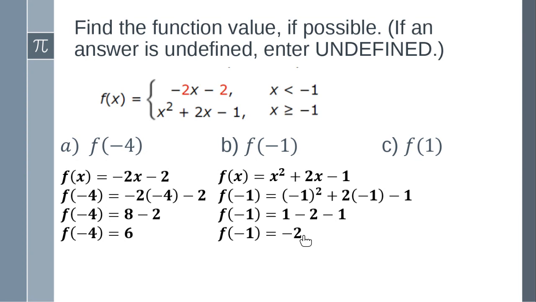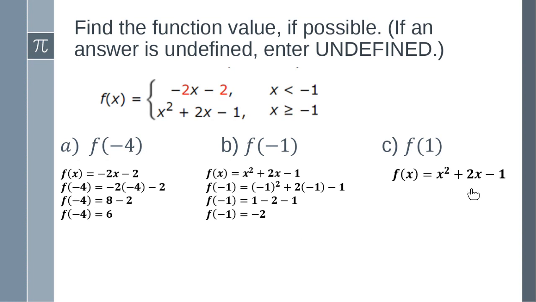So let's go ahead and look at letter C. It wants us to evaluate the function at 1. So which one would we use? 1 is not less than -1, but 1 is greater than or equal to -1. So again, we're going to use this one, x squared plus 2x minus 1.